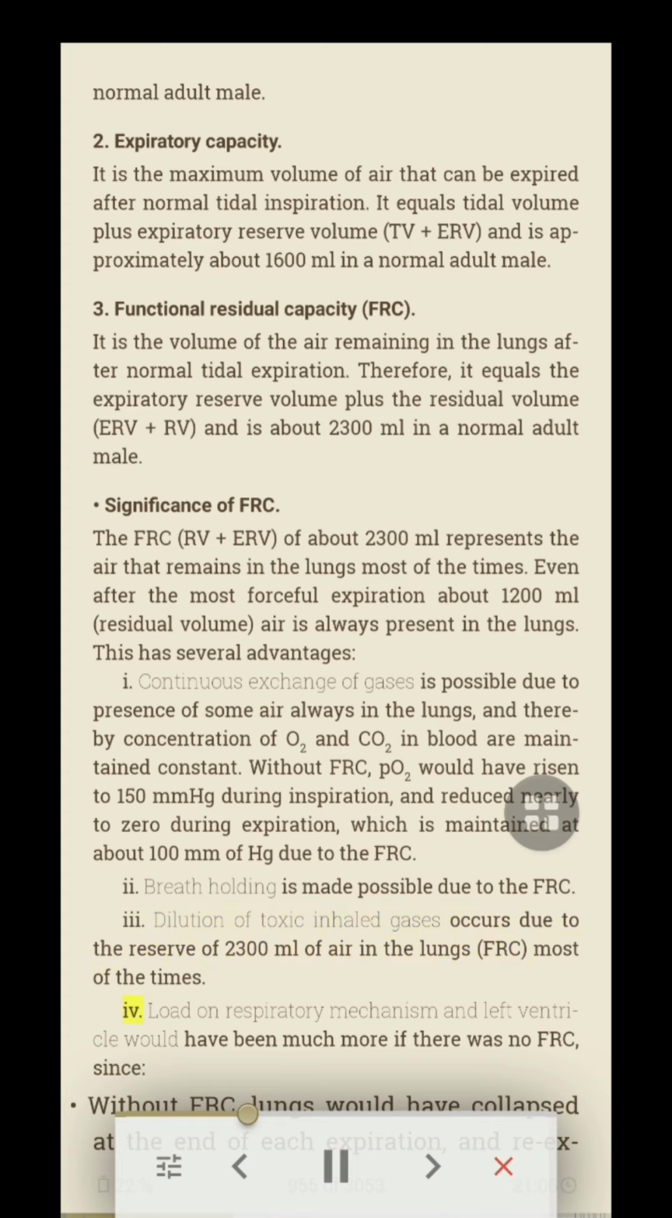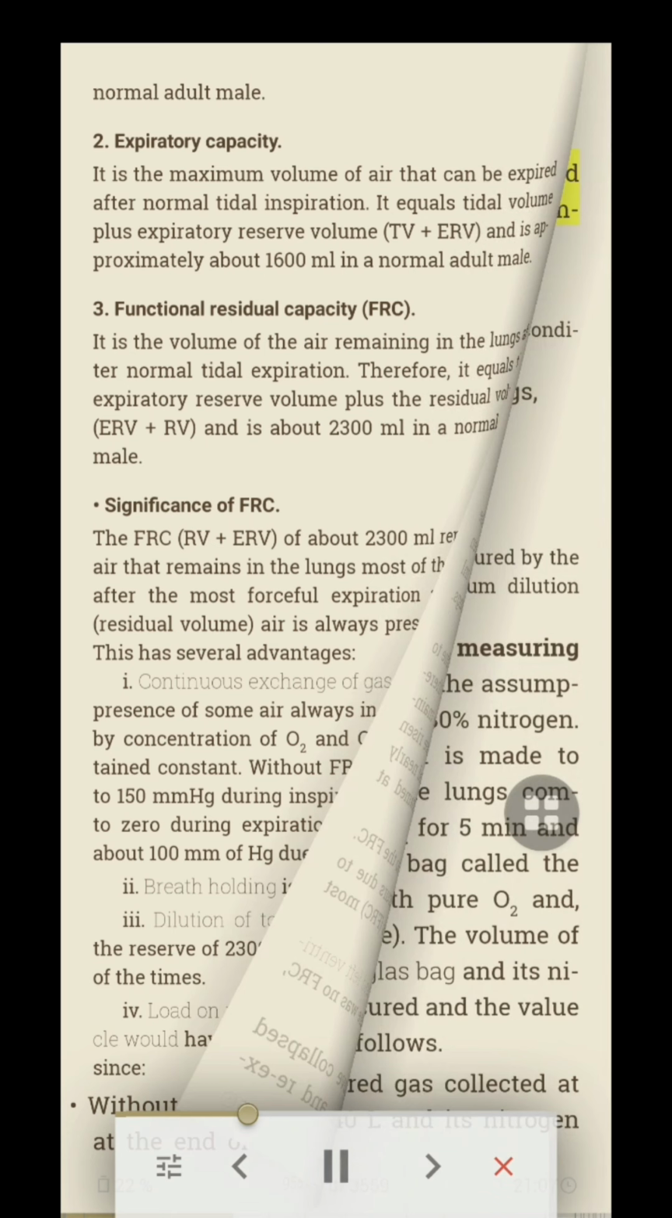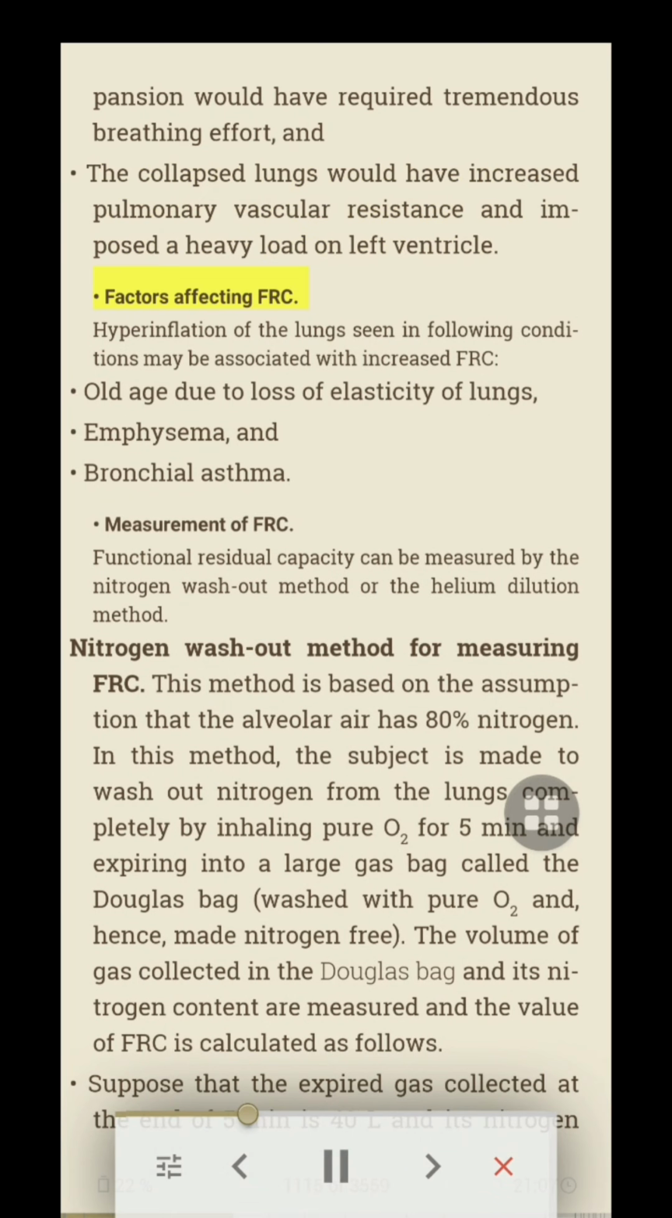IV. Load on respiratory mechanism and left ventricle would have been much more if there was no FRC, since without FRC, lungs would have collapsed at the end of each expiration, and re-expansion would have required tremendous breathing effort, and the collapsed lungs would have increased pulmonary vascular resistance and imposed a heavy load on left ventricle. Factors affecting FRC. Hyperinflation of the lungs seen in the following conditions may be associated with increased FRC: old age due to loss of elasticity of lungs, emphysema, and bronchial asthma.